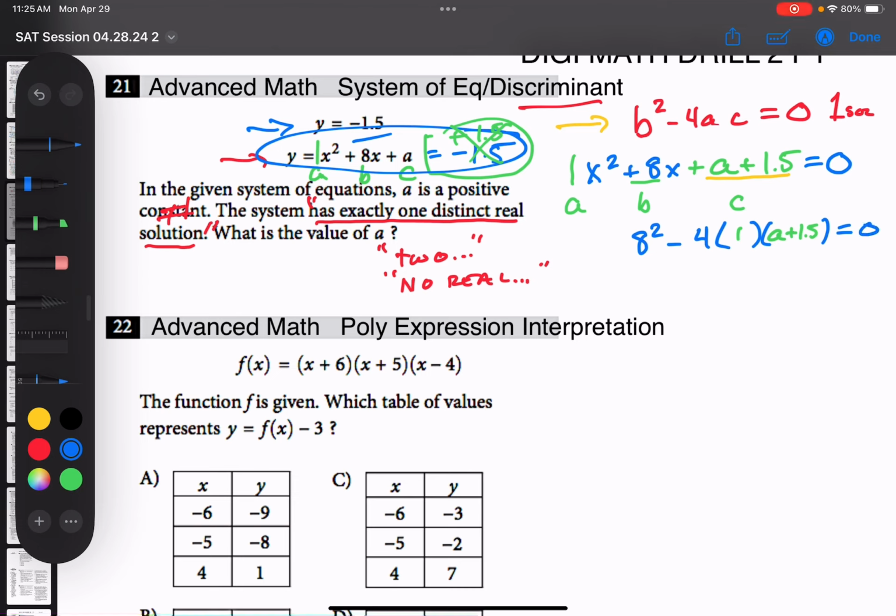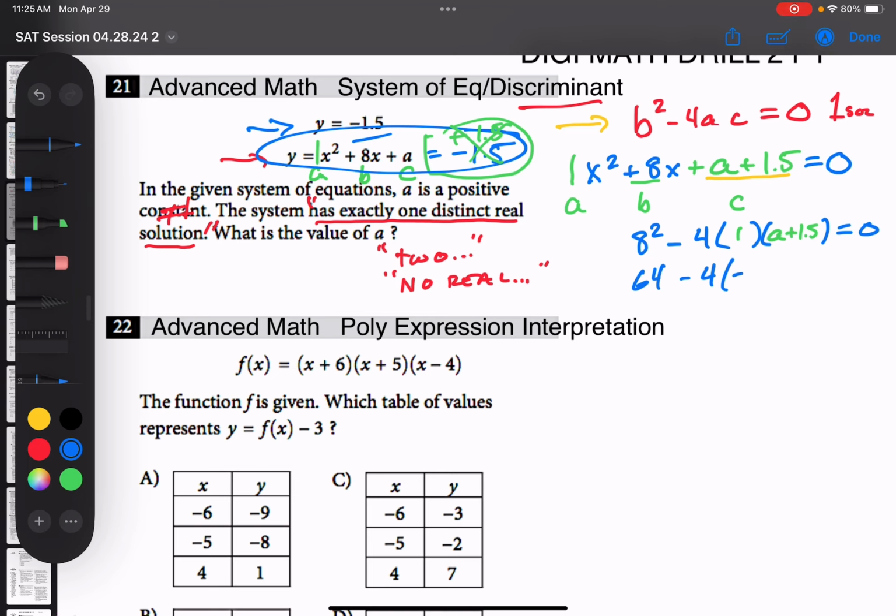All right, let's carefully break this down. Now, with Desmos on your computer or your own personal calculator, this will be faster. I'm doing it by hand. So we have 64. What's a negative 4 times 1? It's going to be a negative 4. What's a negative 4 distributed across a plus 1.5? That's going to be a minus 4a.